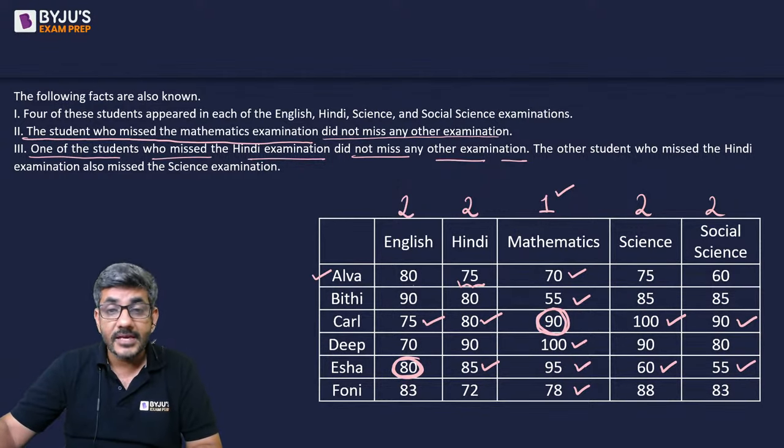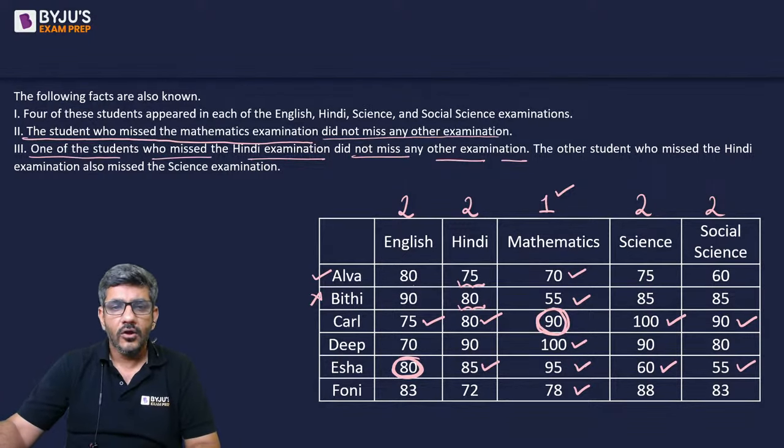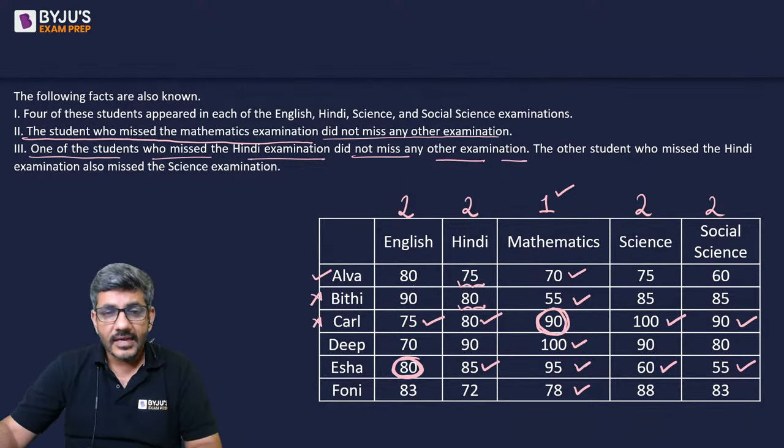Can that person be Bithi? Bithi's score here is 80. Can it be the average of top 3 among the remaining 4? Top 3 among the remaining 4 are 90, 85, 85. No, Bithi cannot be the person. Of course, Carl cannot be the person. Can that person be Deep?